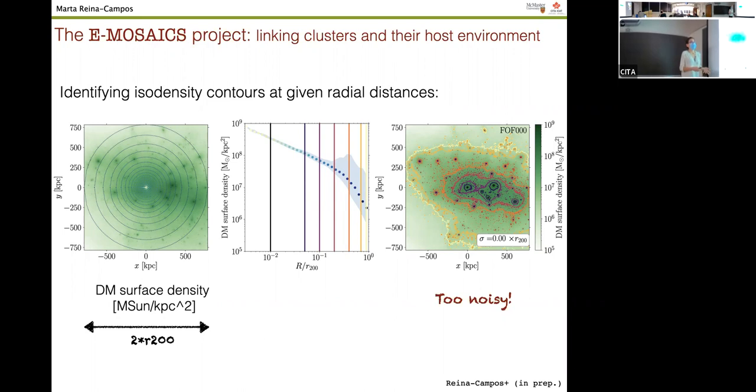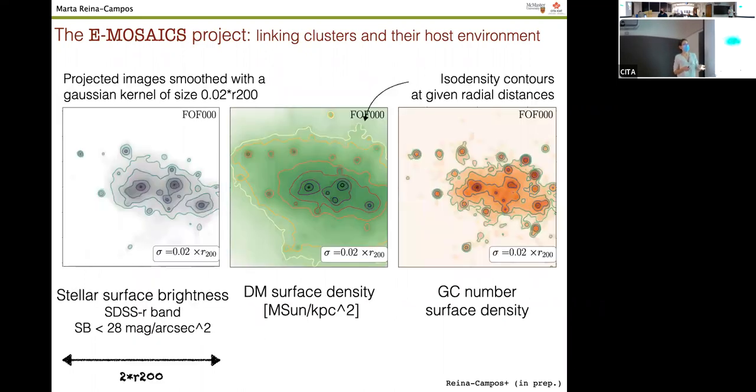This is quite interesting. The problem is that, as you can see in the image on the right, this is extremely noisy. So it is quite difficult to study any type of structure from here. So the first thing that we need to do is smooth the images with a Gaussian kernel. And in particular, we've decided to use a kernel size of about 2% R200.